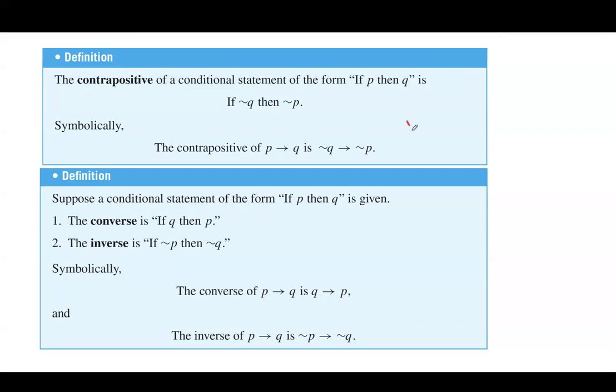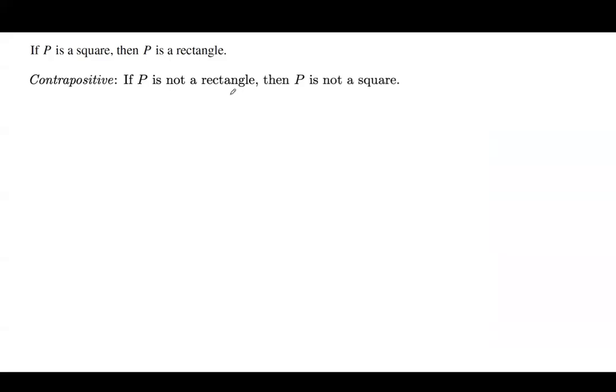Again, what is important? The contrapositive is important. We use this especially when we try to prove some statements, some theorems, some lemmas. Suppose P is a square, then P is a rectangle. This is your statement. You have the hypothesis and you have the conclusion. The contrapositive of the statement is if P is not a rectangle, then P is not a square.